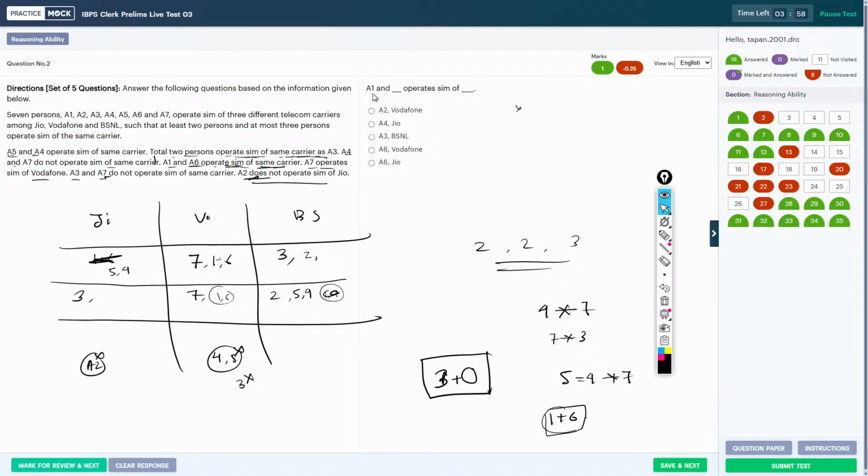Okay, A1 operates. So Vodafone for sure with 6. From the following, operates SIM of Geo: 4, 5, 4. The following operates SIM as A3: so 2. Following correctly match: 2, 3, 7, 2? No. 7, 1, yes. 7, 6, yes. Correctly represents definitely more than 1: 2, 3, 7, 1, 7, 6.